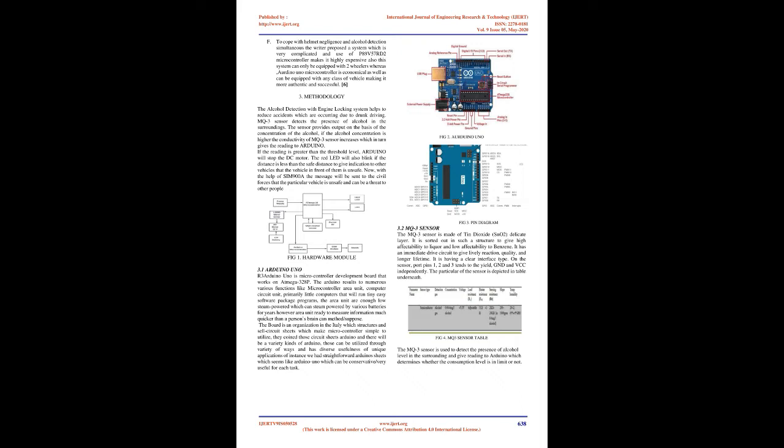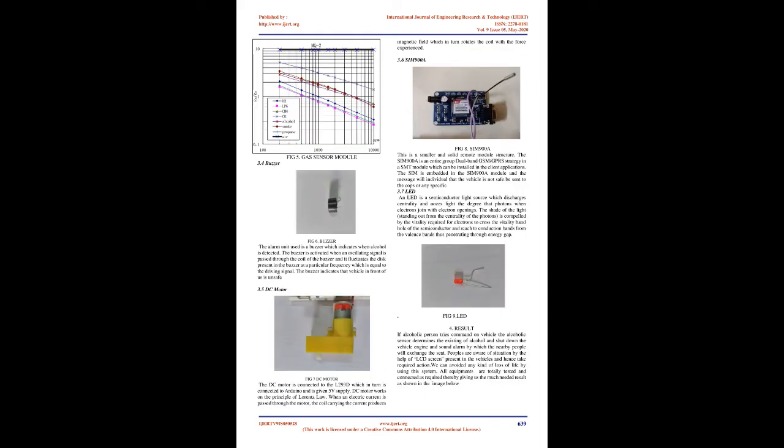4. Worrying about drunken driving, the writer suggests a system to overcome the issue, but using the MQ2 alcohol sensor has its flaws. The MQ2 alcohol sensor is not authentic and raises the chance of false alarm, while we have used MQ3, which is highly authentic. 5. F. To cope with helmet negligence and alcohol detection simultaneously, the writer proposed a system which is very complicated, and the use of the P89V57RD2 microcontroller makes it highly expensive.